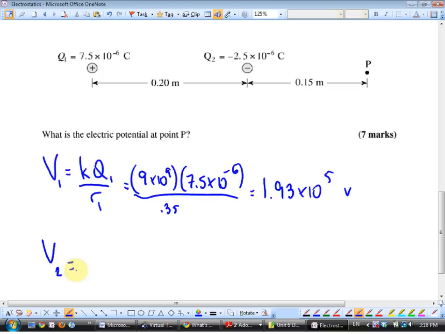The voltage from charge 2 is going to be KQ2 over R2. It's going to be 9 times 10 to the 9th. Pat, voltage, scalar or vector? I heard both answers. Convince me.